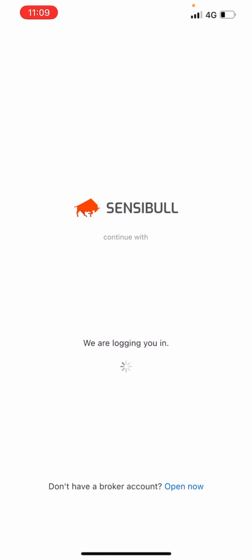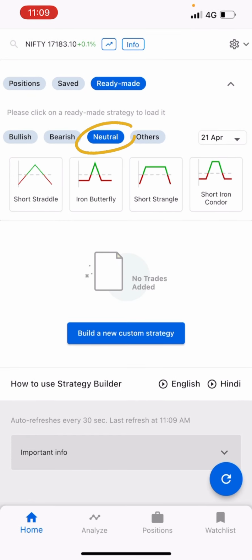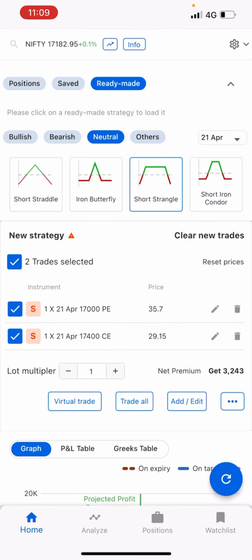In this tutorial, I will show you how I made a profit of 0.5% in 3 hours using short strangle. Trading has risks involved, so do not blindly follow my trades. I'm using Sensibull. Let me open Sensibull, choose Strategy Builder, select Neutral Strategy, and select Short Strangle.